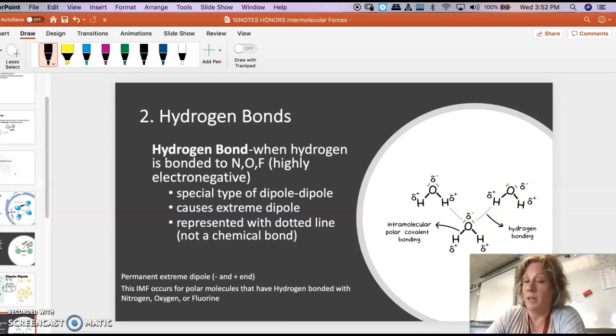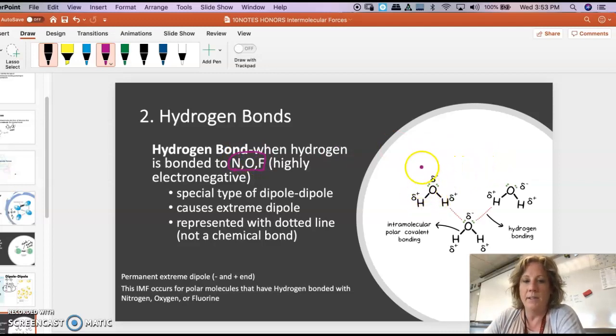Hydrogen bonds are just a special case of a dipole-dipole, and this is an extreme dipole where you have hydrogen, which only has that one electron pulled away, which really exposes it and makes it very positive. And the elements that the hydrogen has to be bonded to are your most electronegative elements on the periodic table. They're on the top right. I call them NOF, nitrogen, oxygen, fluorine. So it's poor little hydrogen with one of these highly electronegative elements, and they will pull that electron almost completely away from the hydrogen, exposing it.